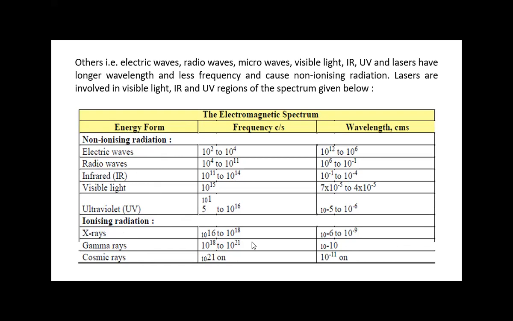And that is why this frequency and wavelength statistical data is given in this slide. So X-rays, gamma rays, and cosmic rays are more dangerous than the electric waves, radio waves, IR waves, visible waves, and ultraviolet waves.